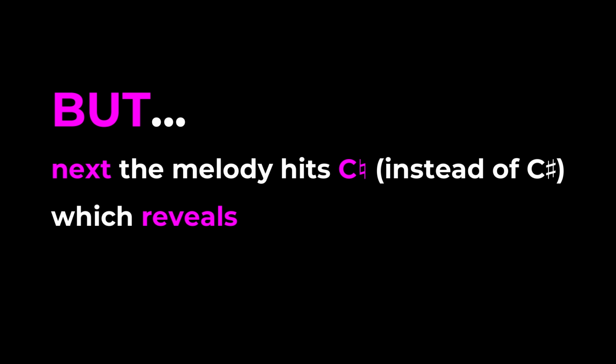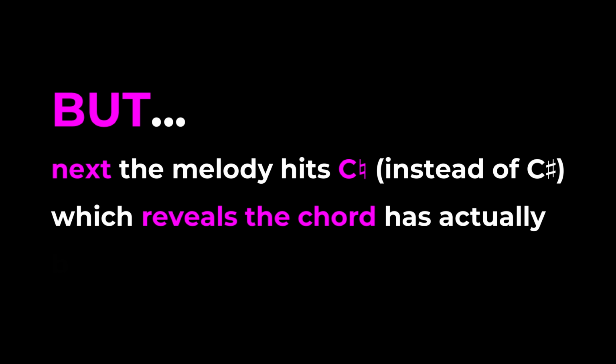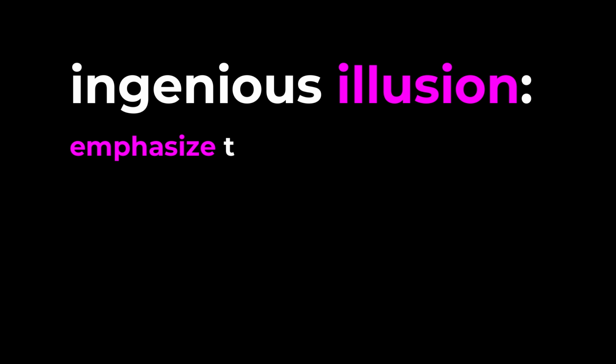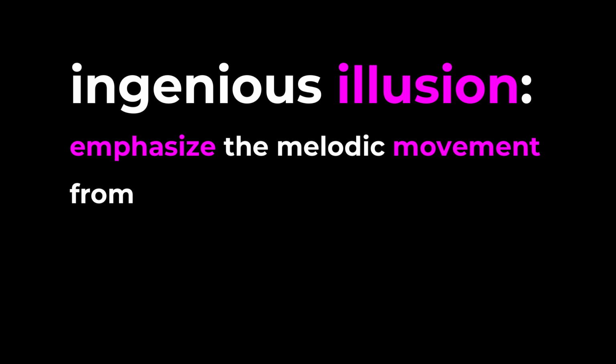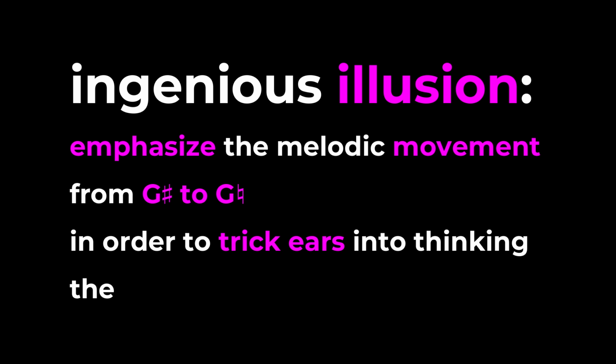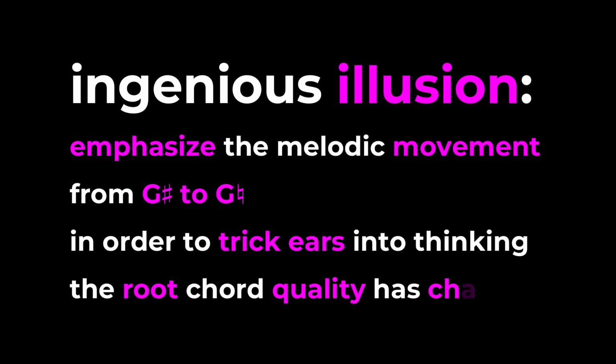But next the melody hits C natural instead of C sharp, which reveals the chord has actually become C major, not E minor. This is an ingenious illusion, as he emphasizes the melodic movement from G sharp to G natural in order to trick our ears into thinking the root chord quality has changed.